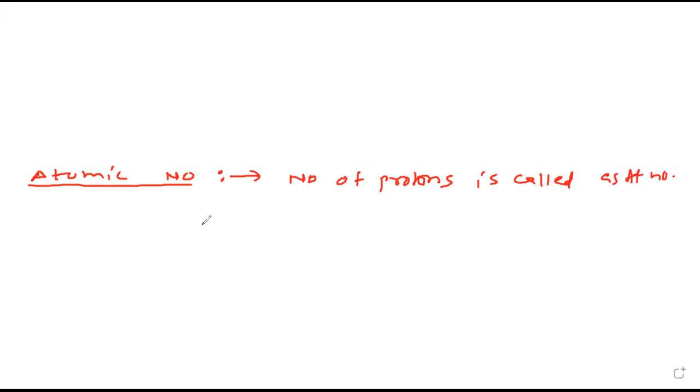It is denoted by what? Z. It is denoted by Z. And number of proton is always equal to number of electron.